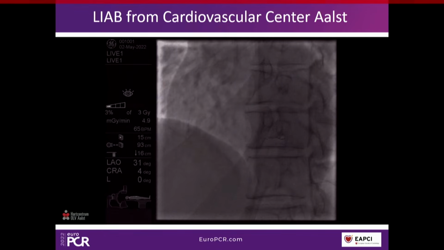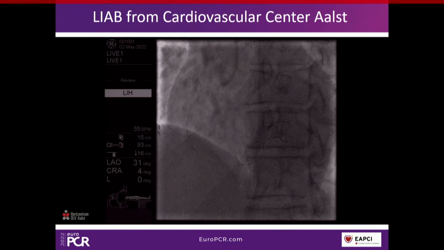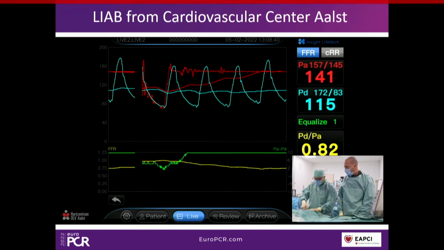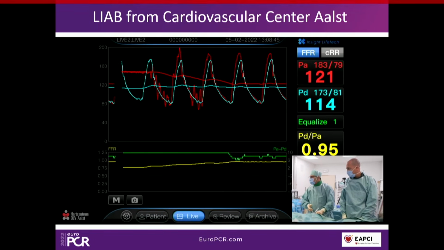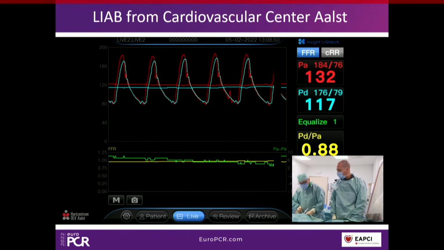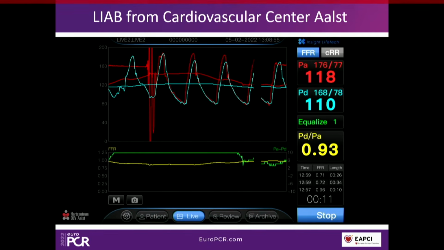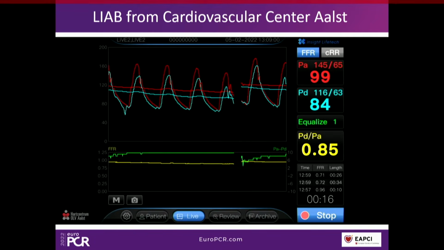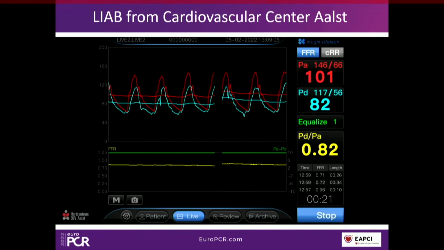Let's go. I would go just beyond this diseased segment. That's right. That's a good place to land. As usual, we give this 3 cc papaverine. We can start recording. Still some residual disease, Jeroen, 0.82, 0.83.